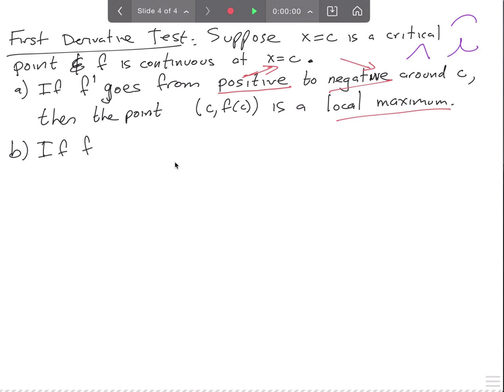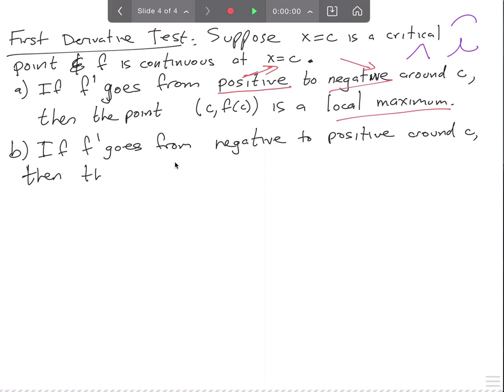And then same thing, but now the derivative goes from negative to positive around c. Then the point c, f of c, is a local minimum. Why? Because now it'll look like this, or like this, or like that, right? Does that make sense? Okay.